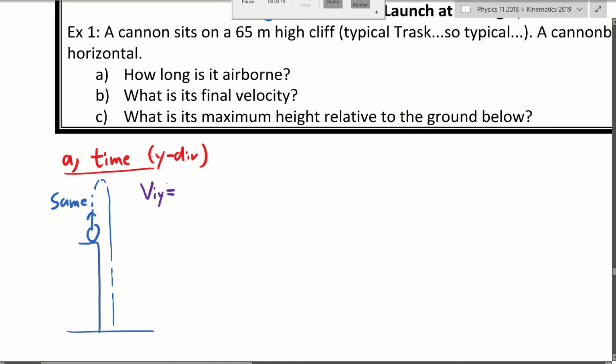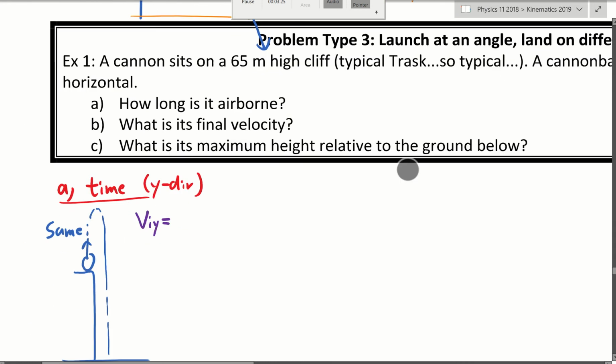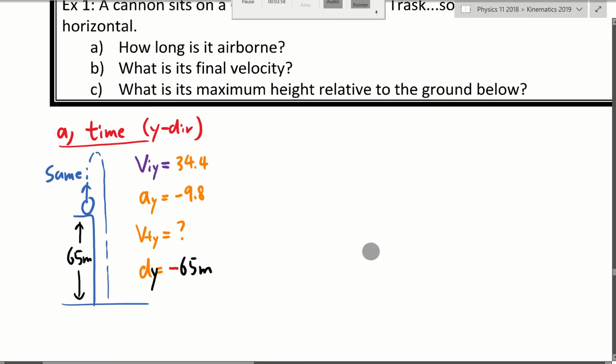So for example, v initial y is the number that we got earlier on the top, 34.4. So we can use that, 34.4. Acceleration, you are on Earth, so negative 9.8 meters per second squared. And then your v final y is unknown, and your displacement. Okay, displacement you actually do know. This is a 65 meter cliff. So you vertically drop 65 meters, and because you're starting on the mountain, not on the ground, it's negative 65 meters.